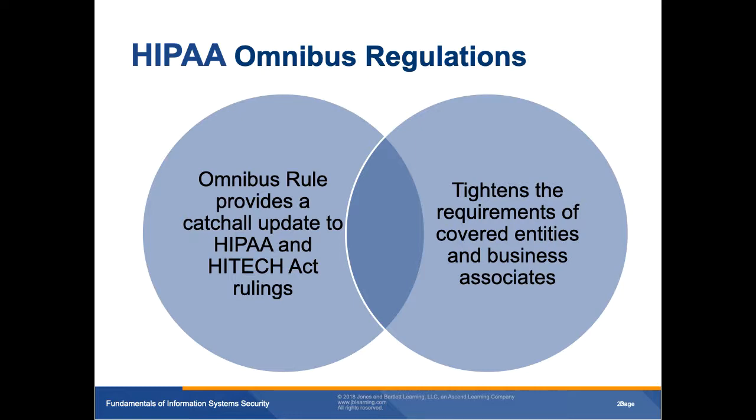The Omnibus Rule provides a catch-all update to the HIPAA and HITECH Act rulings. It tightens requirements for covered entities and business associates.